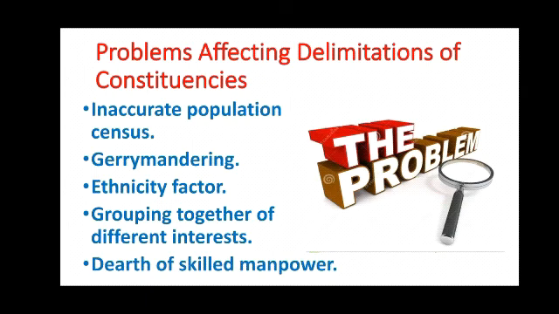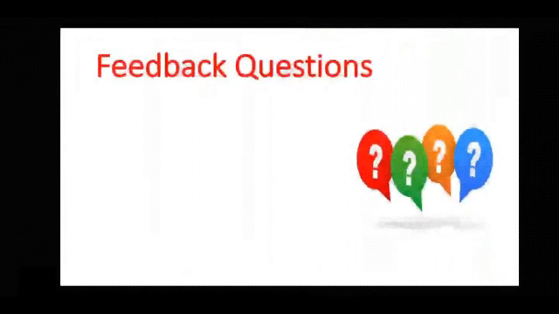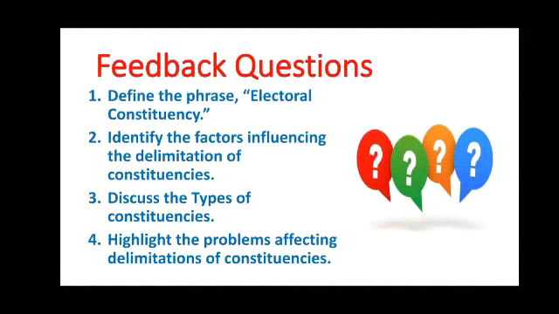Let's look at some feedback questions. Define the phrase electoral constituency. Identify the factors influencing the delimitation of constituencies. Discuss the types of constituencies and highlight the problems affecting the delimitation of constituencies. Ensure you answer these questions in your notes, and if you don't understand these questions, you can watch the video over again, then attempt these questions.